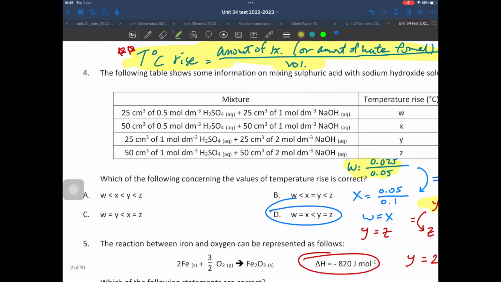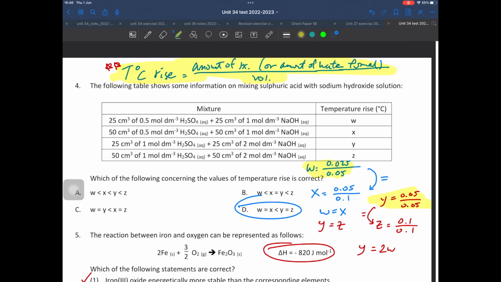For question 4, before everything, please write down this formula. The temperature rise should equal the amount of reaction, or in neutralization, the amount of water formed over the volume. So with this idea, let's study W and X. For W, the amount of water formed is this one over the total volume, in dm³. What about the case of X?